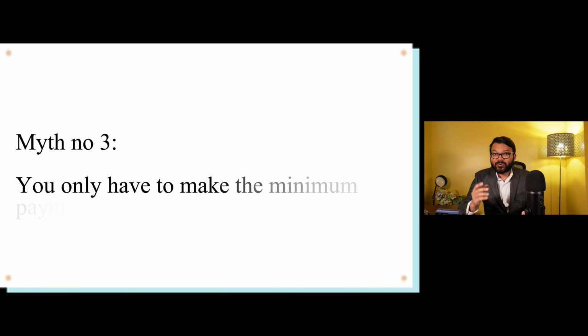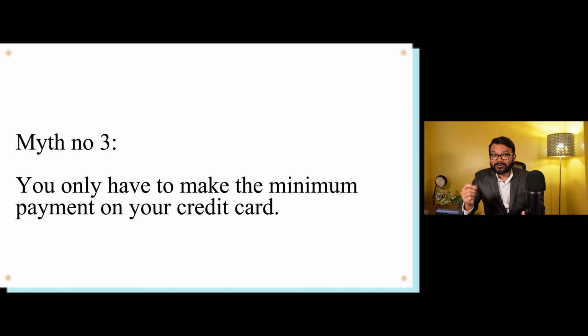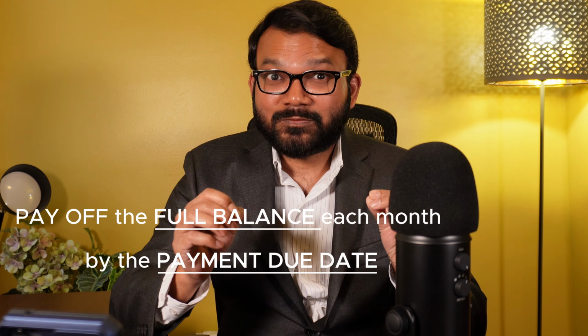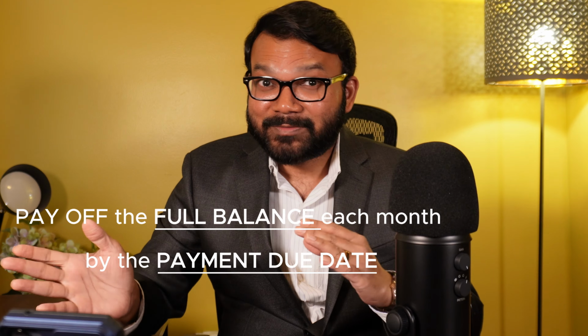Myth number 3, you only have to make the minimum payment on your credit card. This is also false. As we explained before, making the minimum payment will prevent late fees and a negative mark on your credit report, but it will accrue interest over time. So the most effective way to use a credit card is to pay off the full balance each month by the payment due date, or try to pay as much as possible above the minimum payment by the payment due date.